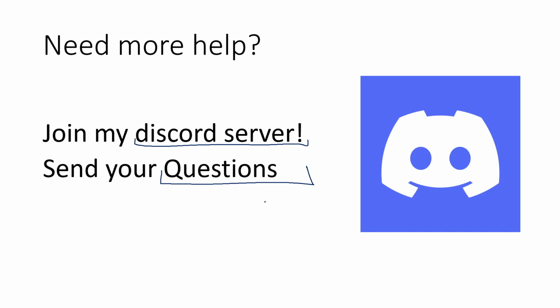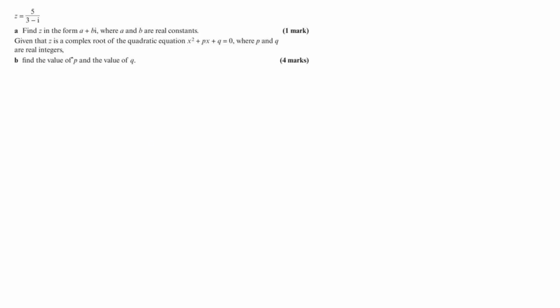Now let's look at this question. Now we're combining what we learned last time and what we learned this time. So, z is equal to 5 over 3 minus i. Given that z forms that, how are we going to find this quadratic? So first things first, let's put z in this form. z is going to be 5 over 3 minus i times the conjugate of the denominator, which is 3 plus i.